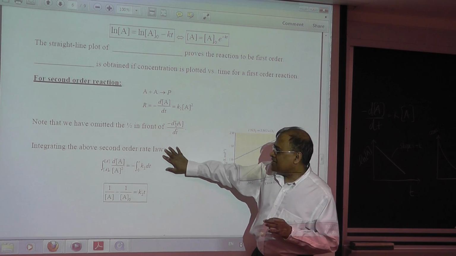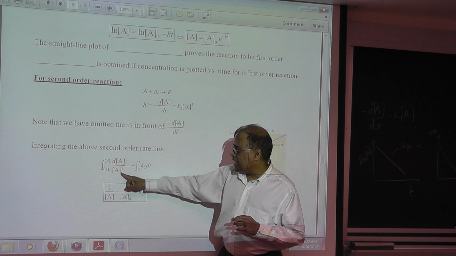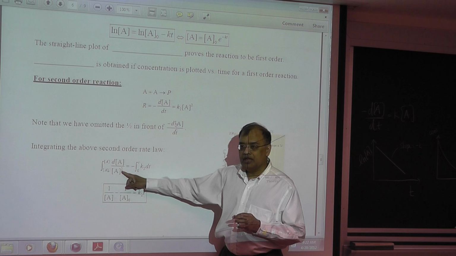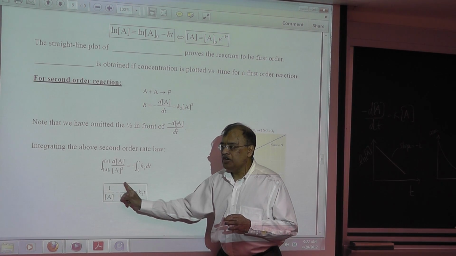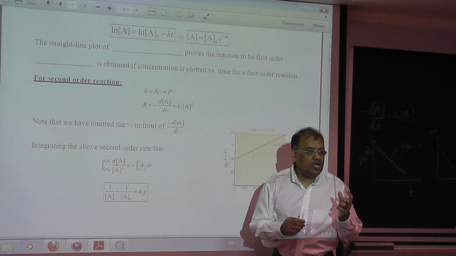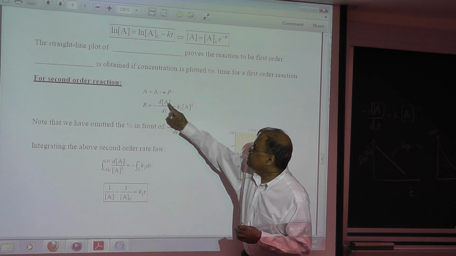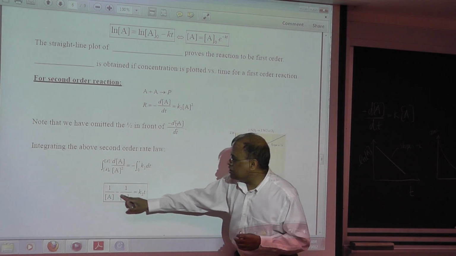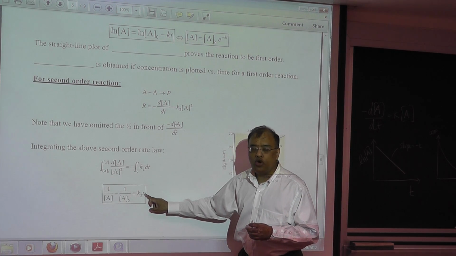Okay, if you integrate the second order rate law, you end up with dA over A squared. If you remember your integrations, this is the integrated rate law for a second order reaction. Remember, a differentiated rate law tells you how the rate depends on concentration. An integrated rate law tells you how the concentration depends on time. That's always true.